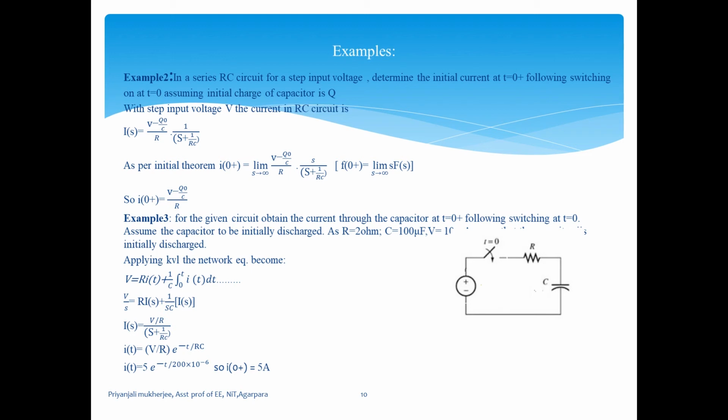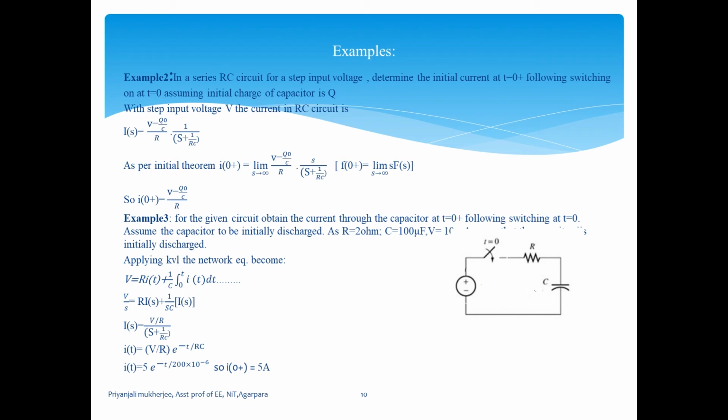Here I have omitted the I0 part because the problem states that the circuit is initially in a discharged condition. So we can assume that the initial current is also 0, and from this equation we find the value of I(s), which is V by R divided by (s plus 1 by RC). Taking the inverse Laplace, it becomes V divided by R into e to the power minus t divided by RC.